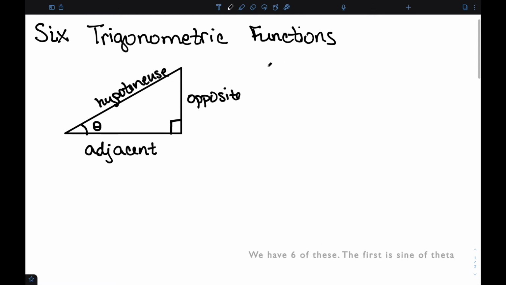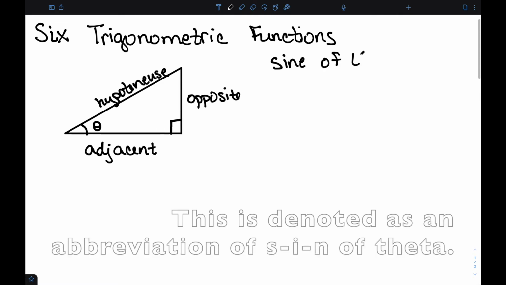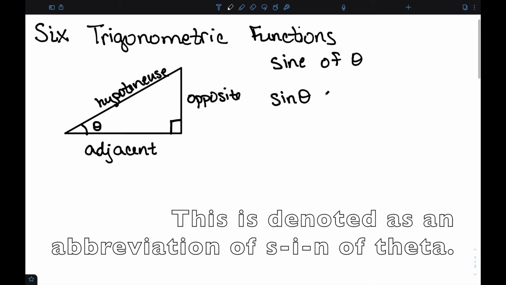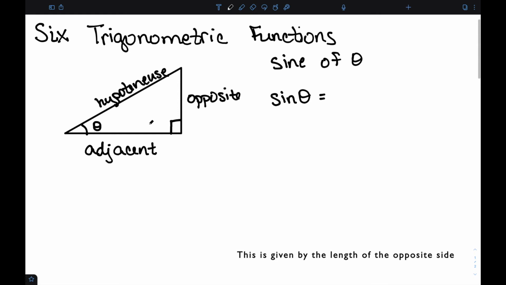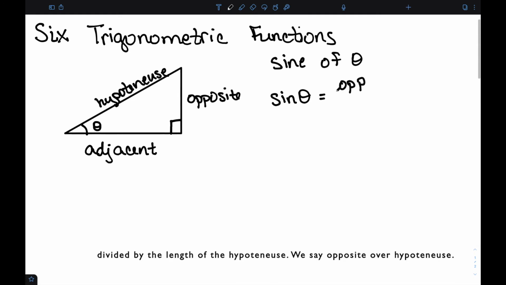So if we have 6 of these, the first is sine of theta. It has an abbreviation of sin of theta. This is given by the length of the opposite side divided by the length of the hypotenuse. So we say opposite over hypotenuse.